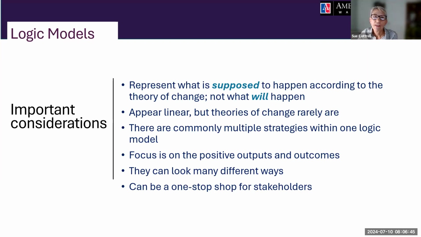Here are some, I think, super important things to consider about logic models. First of all, they represent what is supposed to happen according to the theory of change, not necessarily what will happen, because until you implement, you don't know exactly how it's going to work. That's a theory. That's what makes it a theory of change, right? They appear linear, but theories of change rarely are.